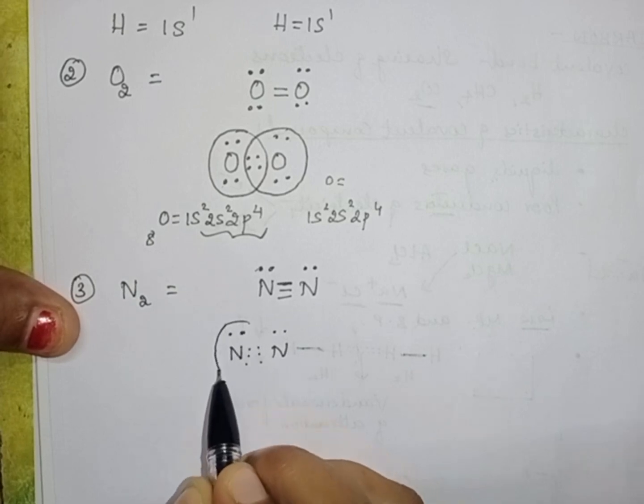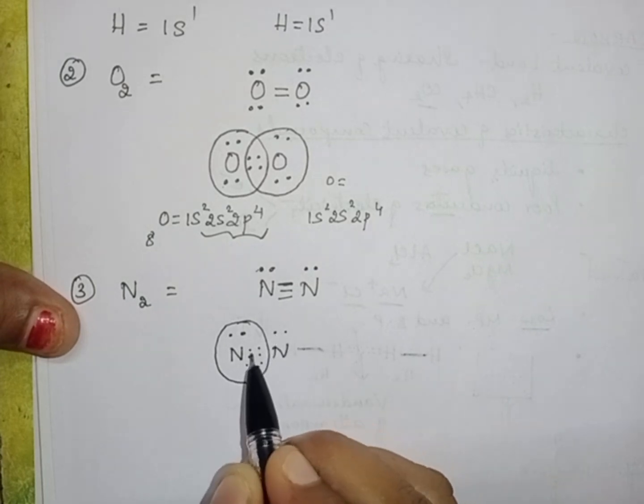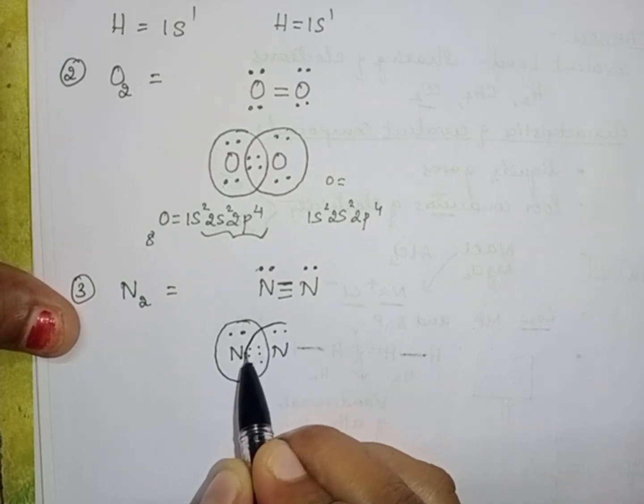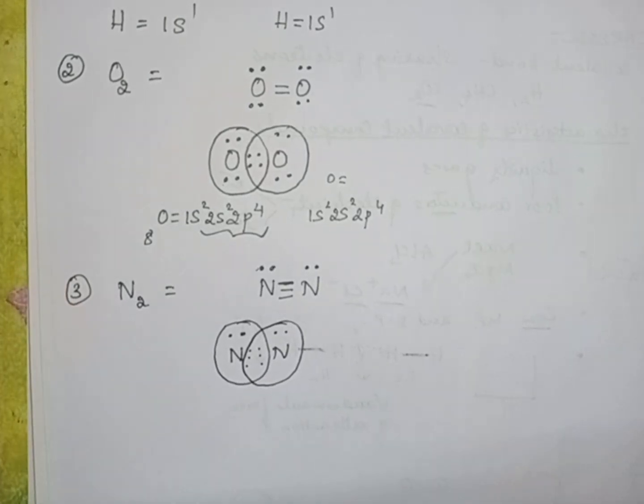Just circle it. This nitrogen got 8 electrons, 1 2 3 4 5 6 7 8. This also got 8 electrons. So this is the electron dot structure for nitrogen.